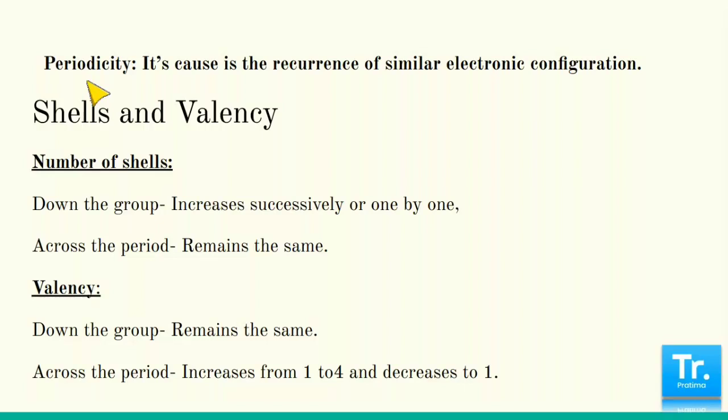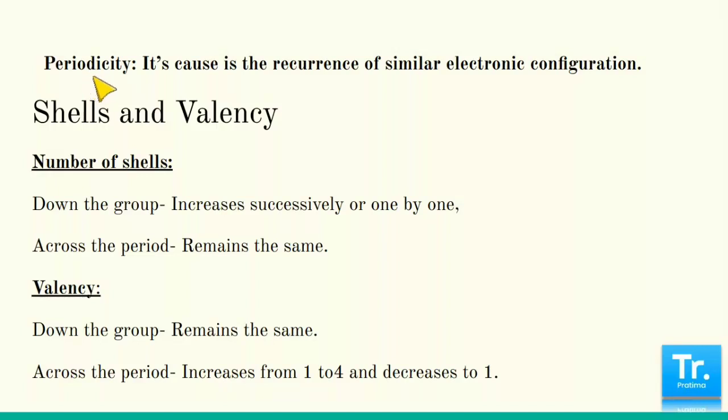Periodicity is actually the property that reappears at regular intervals, like it increases or decreases as you come down a group or go across a period. Come down a group means from top to bottom. Go across a period means from left to right. So either a property increases down a group or decreases down a group, increases across a period or decreases across a period, or remains the same. It varies for different properties, as it will say, which we will discuss now along with the reasons.